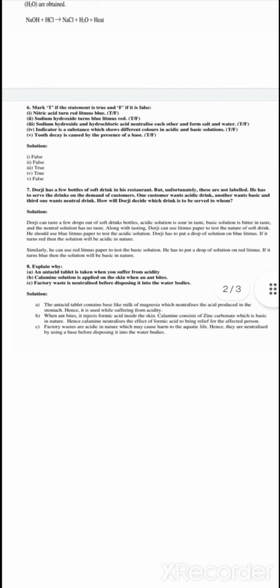Now question 7. Dorji has a few bottles of soft drinks in his restaurant, but unfortunately they are not labeled as to which is acidic, which is basic, and which is neutral. One customer wants an acidic drink, another wants a basic one, and the third wants a neutral drink. So how will Dorji decide that? Dorji can taste a few drops of the soft drinks.